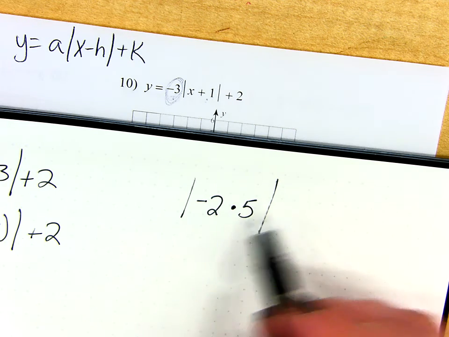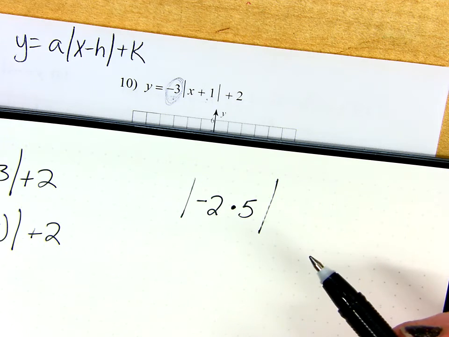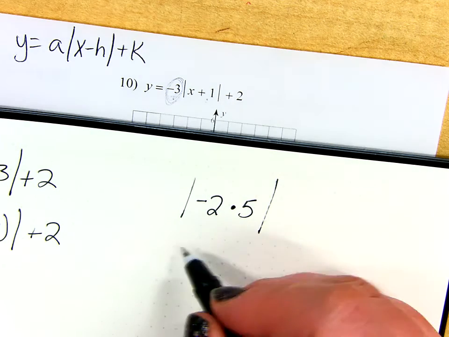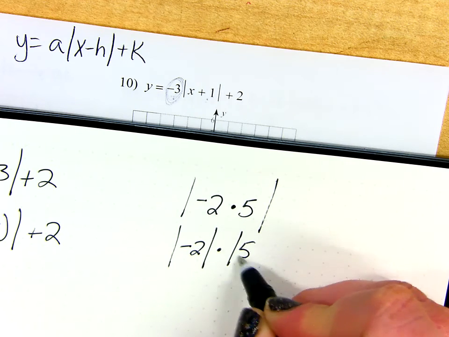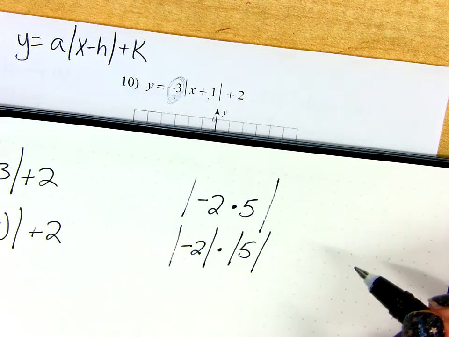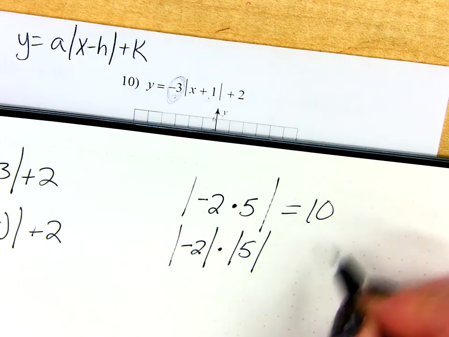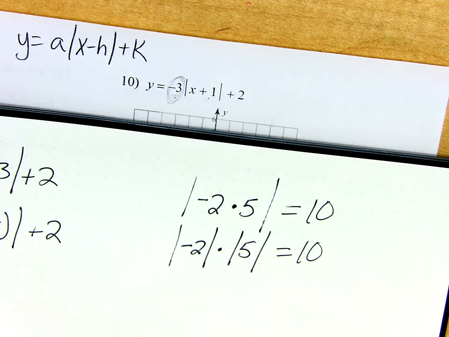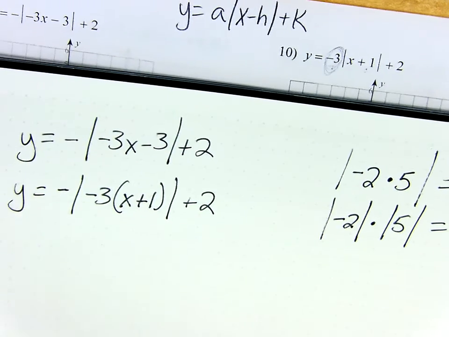Okay? What's cool about absolute values is that if I have multiplication, I can split them up and get the same answer. In other words, the absolute value of -2 times the absolute value of 5 is going to be the same thing. Don't I still get 10 if I do that? It doesn't matter. They both end up equaling a positive 10. So I'm allowed to split them apart and take the absolute value separately. That's exactly what I'm going to do here.